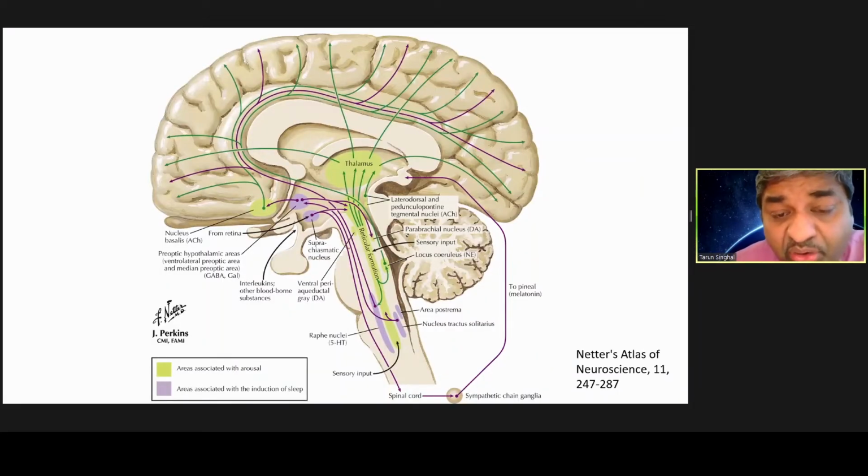These small nuclei have a role not only in these neurological and neuropsychiatric diseases, but they're also important to understand normal brain function. For example, here, the pathways involved in sleep genesis are shown, which involve many of these small structures in the brainstem, hypothalamus, subcortical areas, and the cortex.